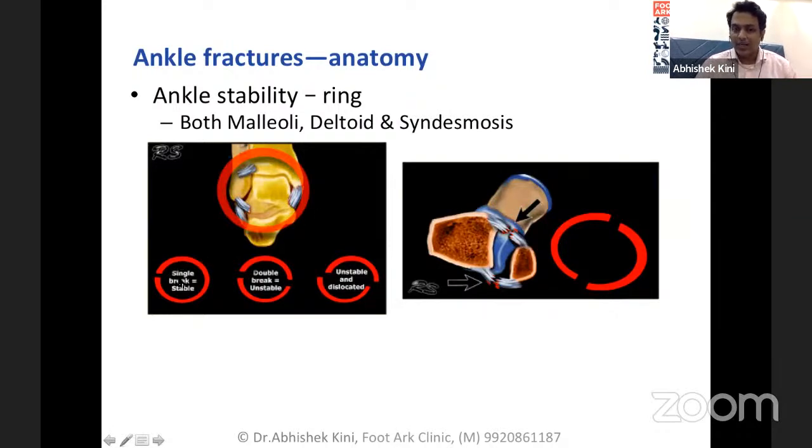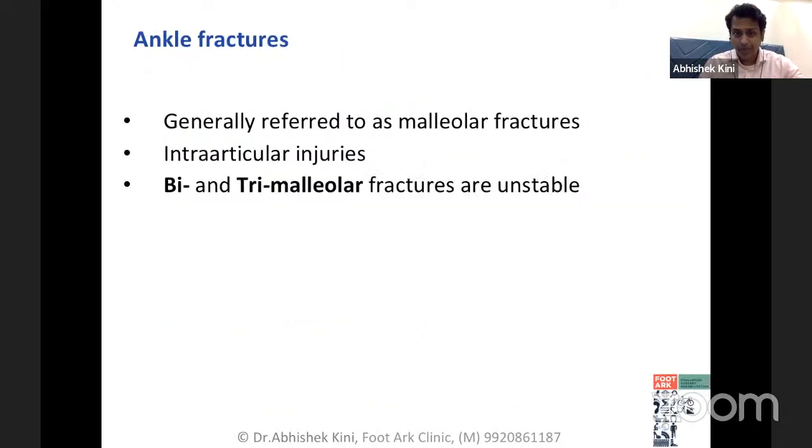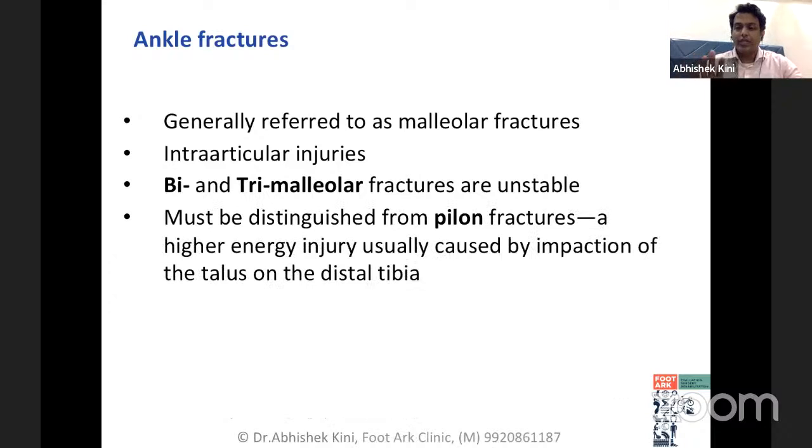If there is a single break, it is a stable ring. If there is a double break, it's an unstable ring. And if there is a break and shift, it makes it an unstable and subluxed or dislocated ankle. So we need to make this unstable ankle into a stable ankle for better functional outcomes. Ankle fractures are generally referred to as malleolar fractures. They are intra-articular, bi- and tri-malleolar fractures. They should be distinguished from pilon fractures, which are high energy fractures usually caused by impaction of the talus, with the plafond getting crushed by the talus.